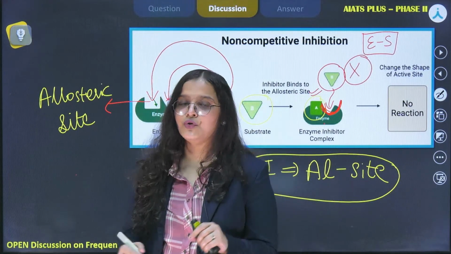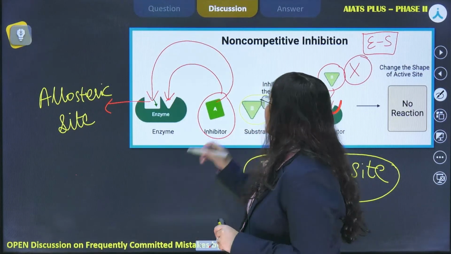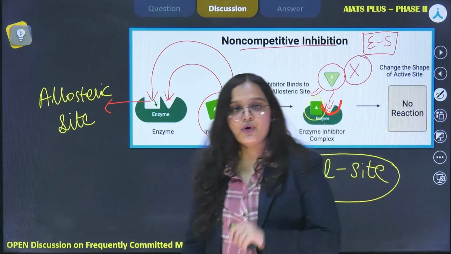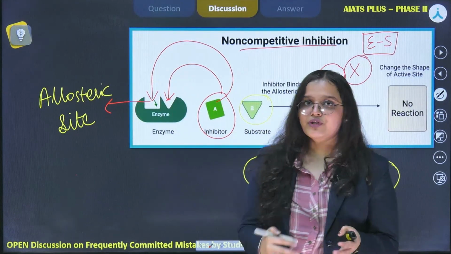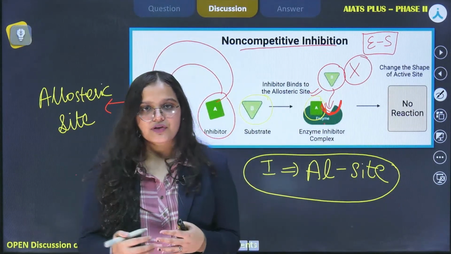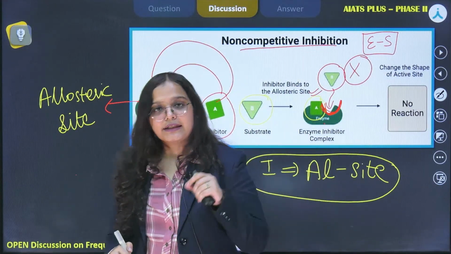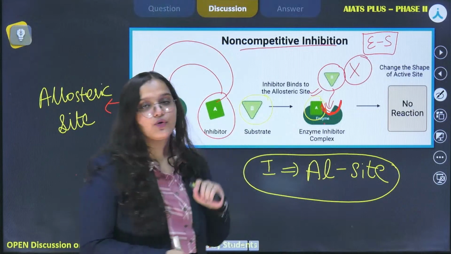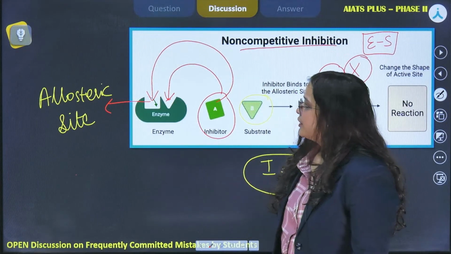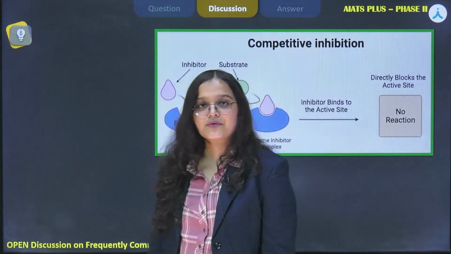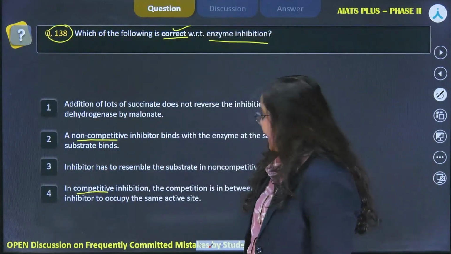Alright. Also, by increasing the concentration of substrate, non-competitive inhibition cannot be overcome. Like we discussed, in competitive inhibition, if we increase the concentration of the substrate, then the effect of the inhibitor can be diluted, but that does not happen when we talk about non-competitive inhibition. Alright. So now we go back to our question, since we have discussed the different types of inhibition.